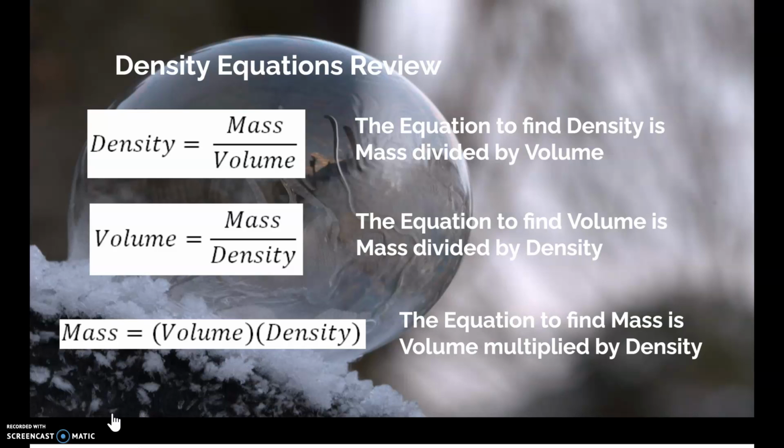I'd first like to go over the three density equations that we established during the first lecture on density. The first equation says that density equals mass over volume, where mass is given in grams and volume is given in milliliters or centimeters cubed. Density, therefore, is given in grams per milliliter or grams per centimeter cubed. The second equation solves for volume, and it states that mass divided by density equals volume. And the final equation says that mass is equal to the quantity of volume times the quantity of density.